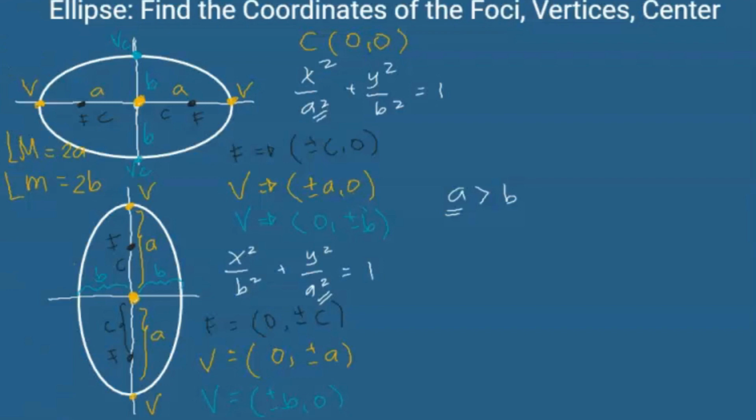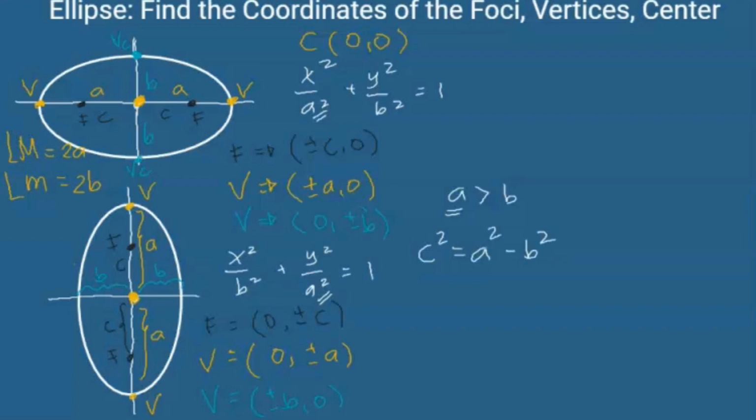And also, if you're given the a and b, you can find the value of c with the formula c squared is equal to a squared minus b squared.